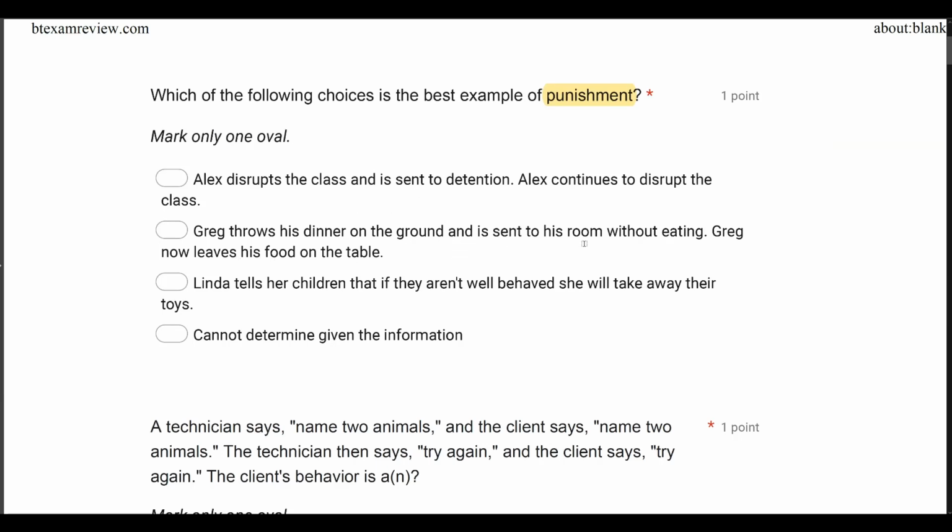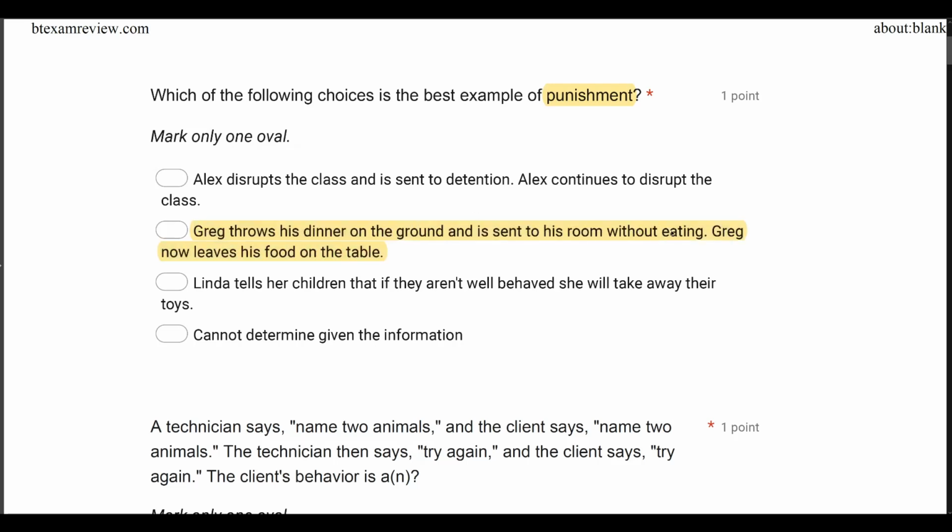Greg throws his dinner on the ground and is sent to his room without eating. Greg now leaves his food on the table. Okay, so Greg threw his dinner on the ground. Consequence, sent to his room without eating. Greg throwing the dinner on the ground has done what? Well, it's decreased. He's leaving his food on the table. Linda tells her children that if they aren't well behaved, she will take away their toys. So this is a threat. And it's a threat because we don't know how it affects future behavior. So we can't say it's punishing yet. We're not sure what this threat does, okay? Always, always, always, when talking about consequences, you have to consider what the future behavior is doing. If future behavior increases, it's reinforcing. If future behavior decreases, it's punishing. So the best example here of punishment is B. Greg threw his dinner on the ground.